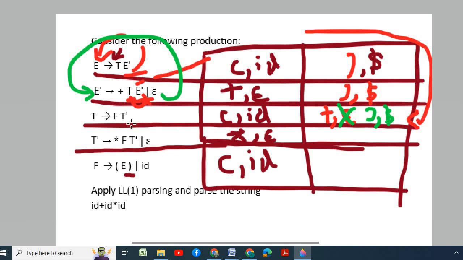Follow of T dash. So there is no more symbol after T dash. So we have to again come towards the root production. The root production is T. The first of T will be the follow of T dash. The first of T we have already found, that is open parenthesis and ID.